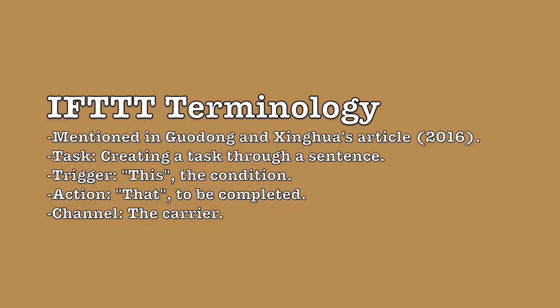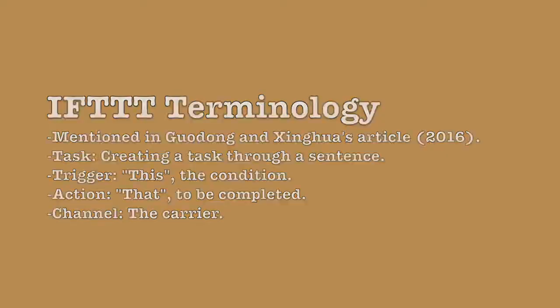So there are four main terms used in understanding the purpose of IFT and the applets. Firstly, the task is what is created, the purpose, through a sentence. The trigger refers to the this in if this, then that. It is the operating action. The action refers to that, meaning for the objective to be completed. The channel is the carrier or website of which the trigger and action should be based upon.